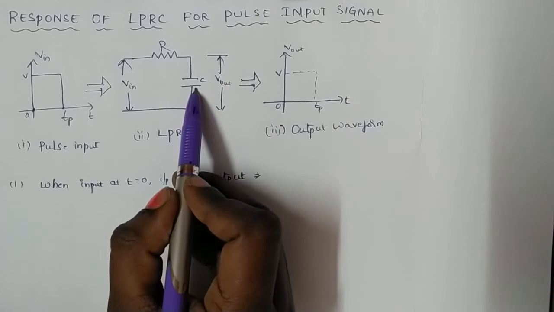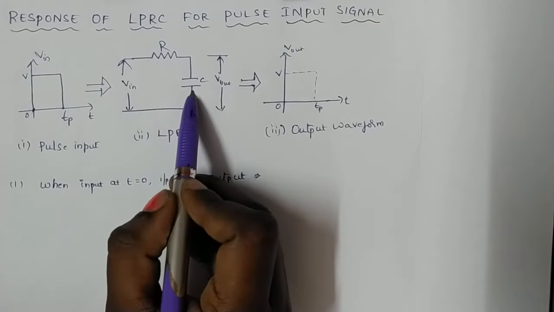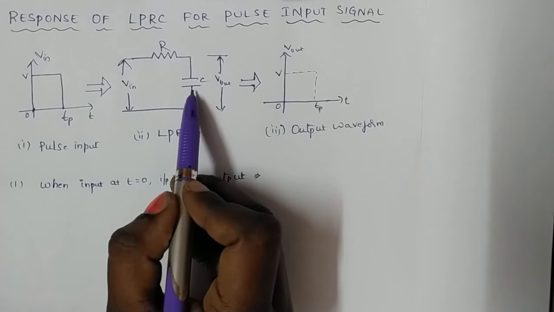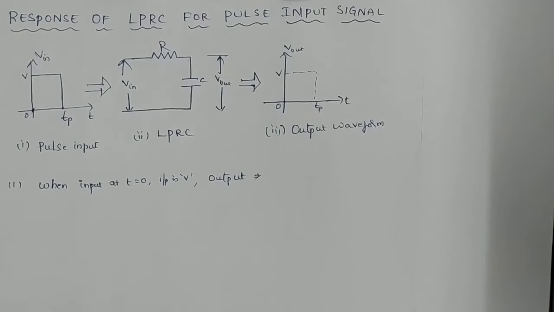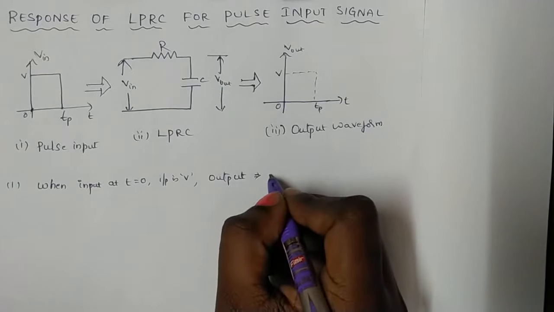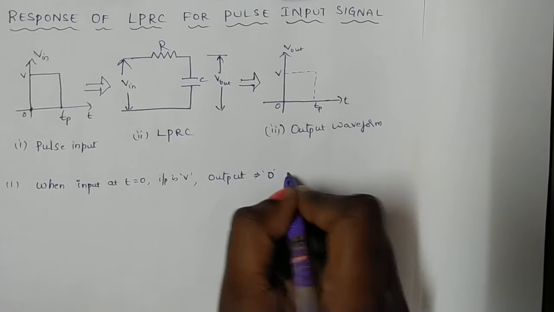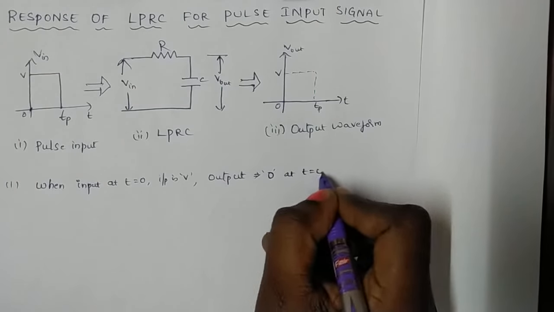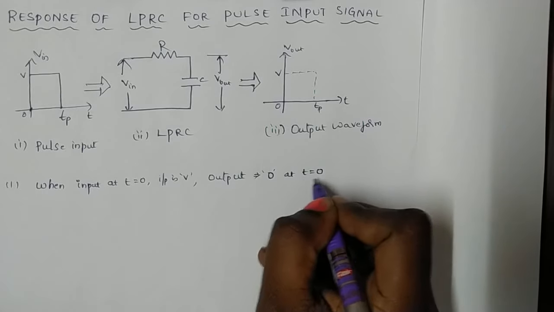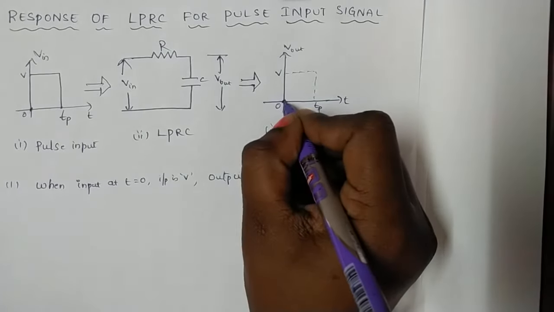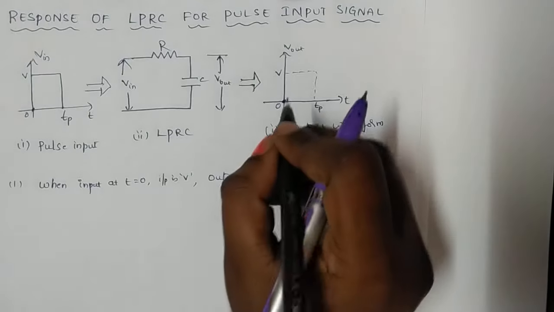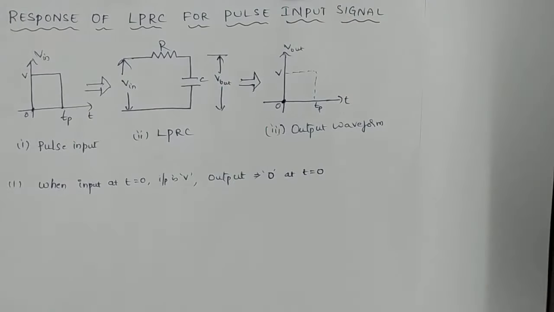the capacitor is initially at 0. When V volts is applied, the capacitor will not suddenly increase from 0 to V volts. Then the output is 0 at t equal to 0. At t equal to 0, the output is at 0. You can see it here.